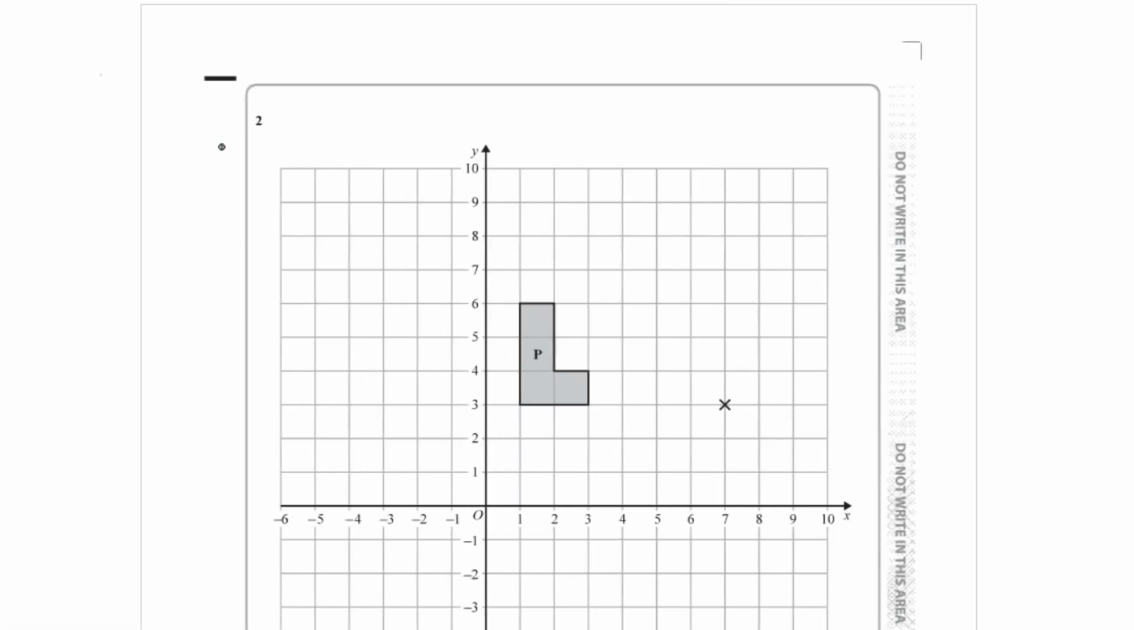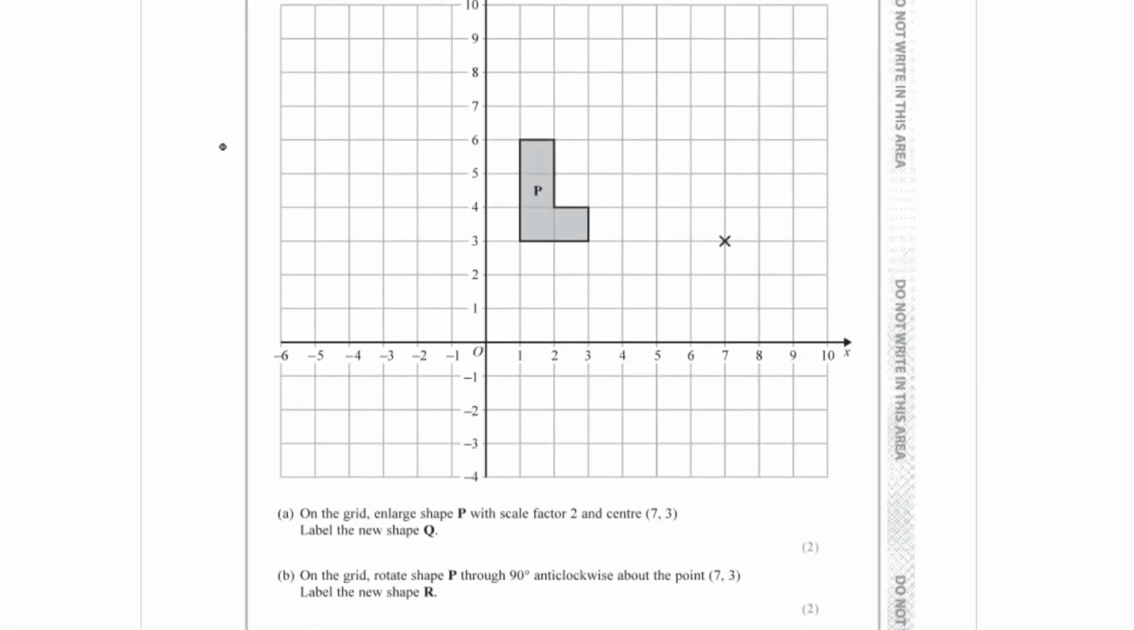Moving on to question 2, this looks like a transformation type of question. And we have a shape, which is an L shape, and is called P here. And we're asked to enlarge the shape with scale factor 2 and center 7, 3. So notice that the center is given to you here. It's marked with an X.